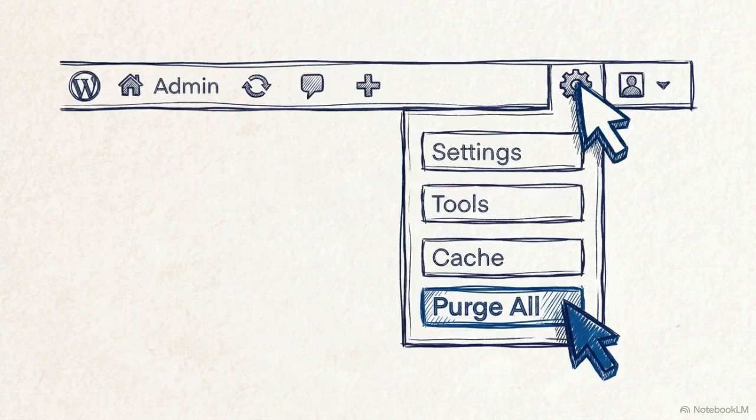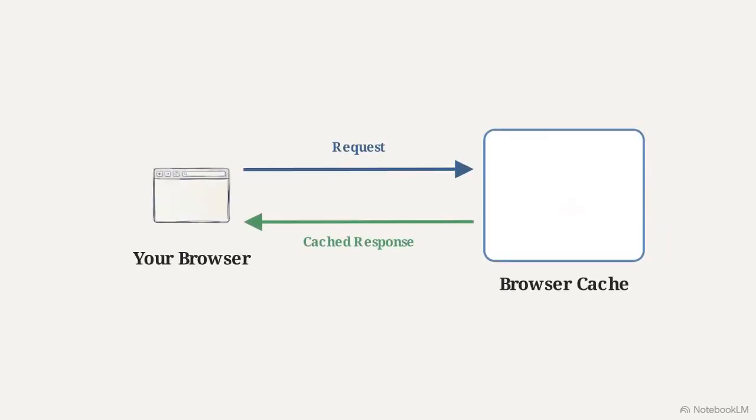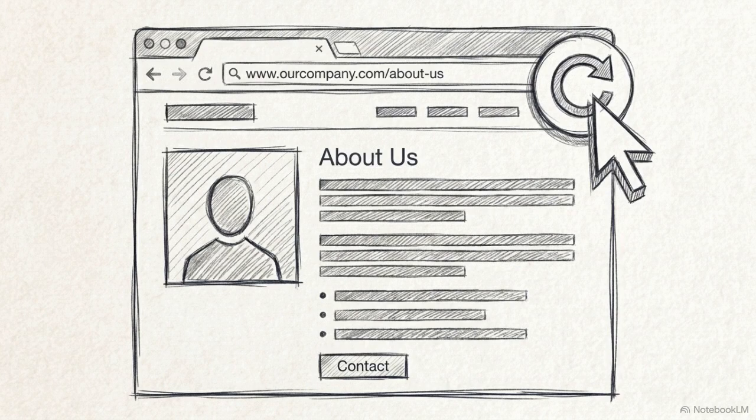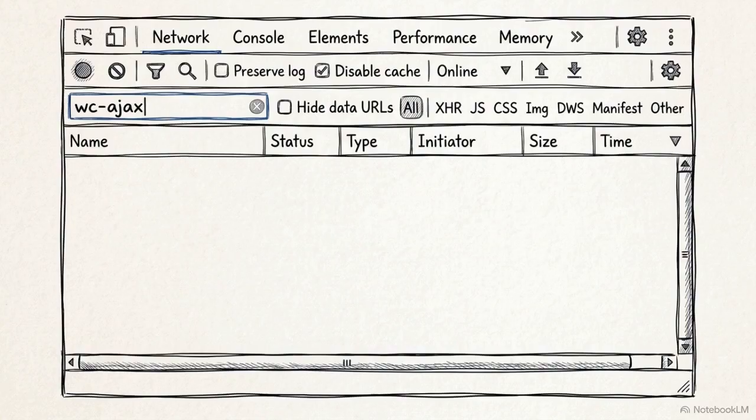Now we verify the fix. Before doing anything else, purge all of your site caches. If you skip this step, your browser will load an old version of the page and give you a false negative test. For the first test, return to your About page and perform a hard reload. Check your network panel again. The wc-ajax request should be completely gone.